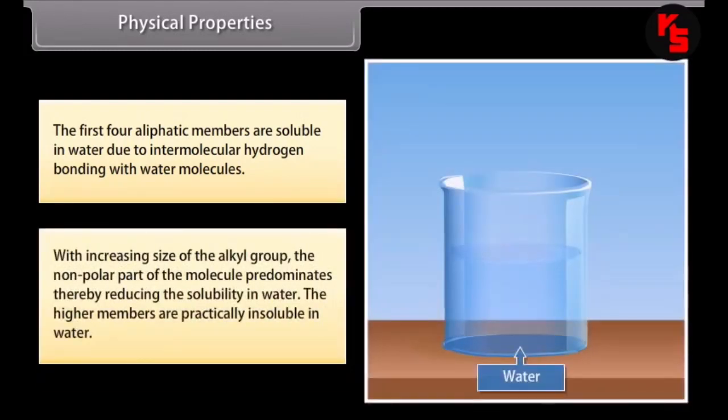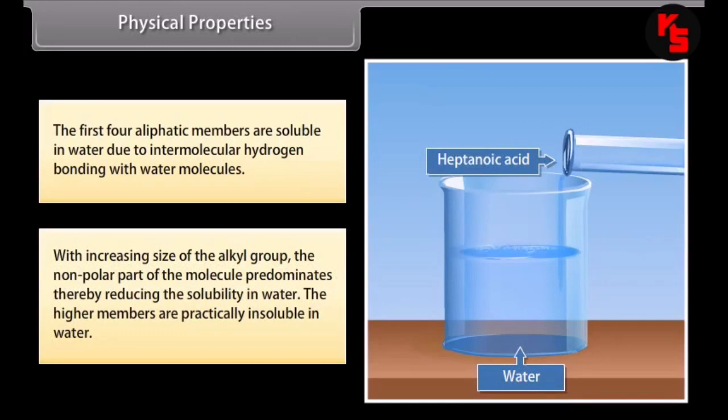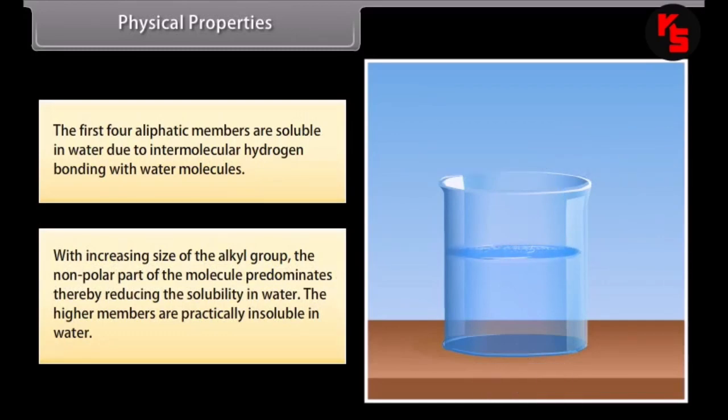With increasing size of the alkyl group, the non-polar part of the molecule predominates, thereby reducing the solubility in water. The higher members are practically insoluble in water.